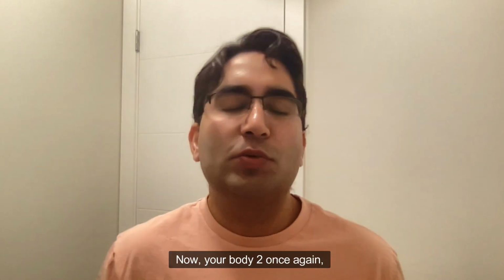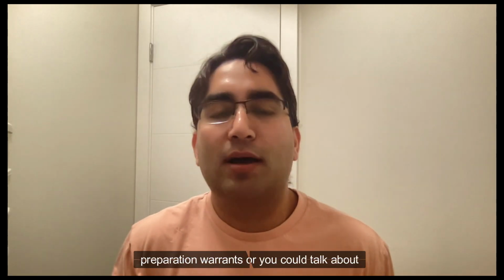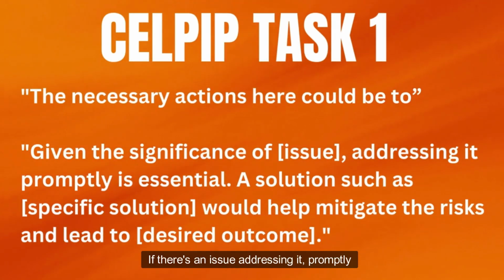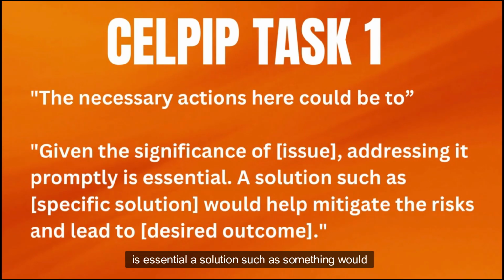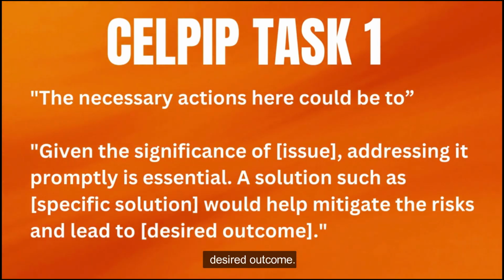Now when you go to body 2, once again, the flow is important. Depending on the situation, you can use sentences like, the necessary actions here could be to, and then you mention the actions if that is what the paragraph warrants, or you could talk about the significance. You can say, given the significance of the issue, if there's an issue, addressing it promptly is essential. A solution such as something would help mitigate the risks and lead to the desired outcome.